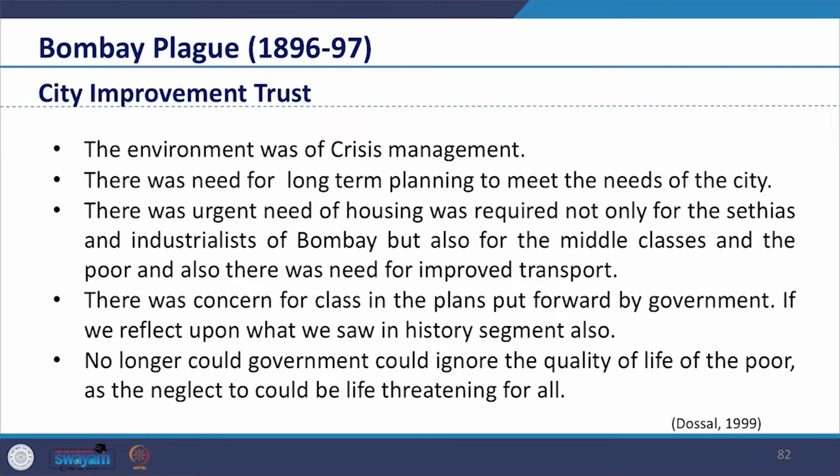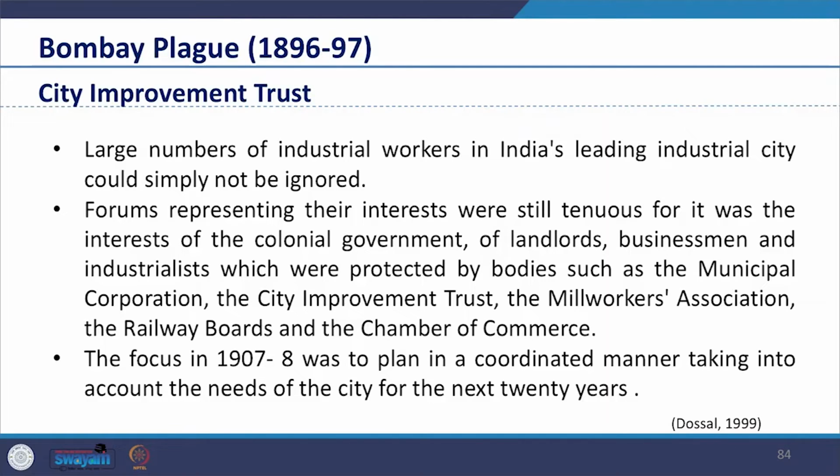No longer could government ignore the quality of life of the poor, as the neglect could be life-threatening for all. Large numbers of industrial workers in India's leading industrial city could simply not be ignored. Forums representing their interest were still tenuous.